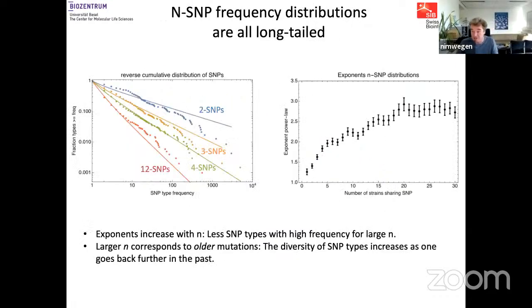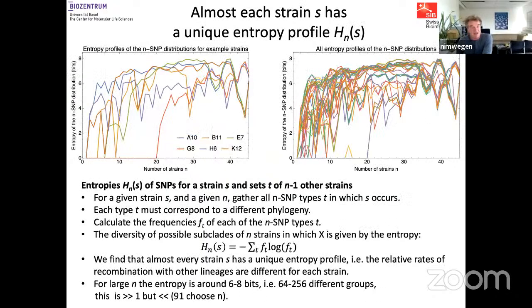This is not just for pairs. You can play this game for triplets, for quartets, for dozens, for any number. And we see that all these distributions have long tails and that there is some information in how the exponents of these distributions change as you go to larger numbers. That is to say, a 12 SNP tends to have occurred further in the past than a 2 SNP because it's shared by more strains. And the distribution of these pairs of 12 SNPs clearly has a higher exponent than the 2 SNPs. All right, so maybe I'll skip this.